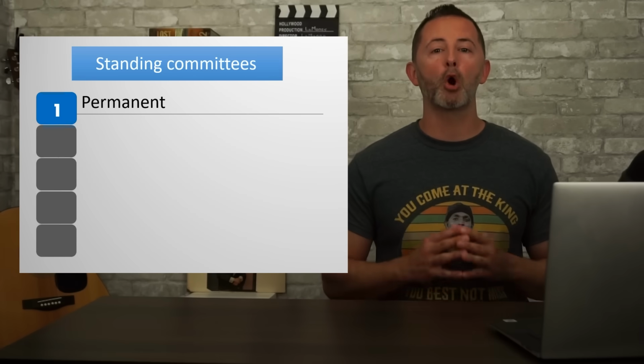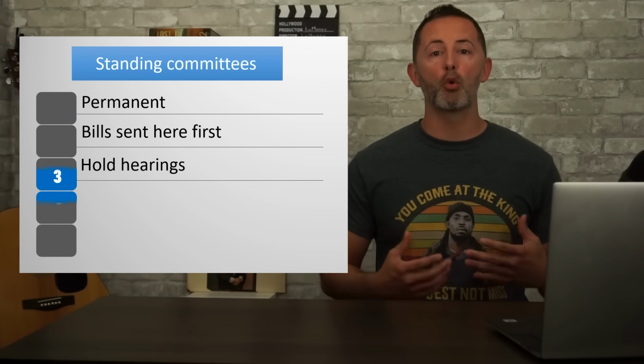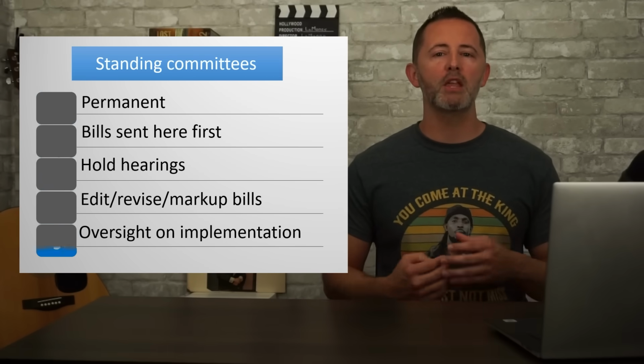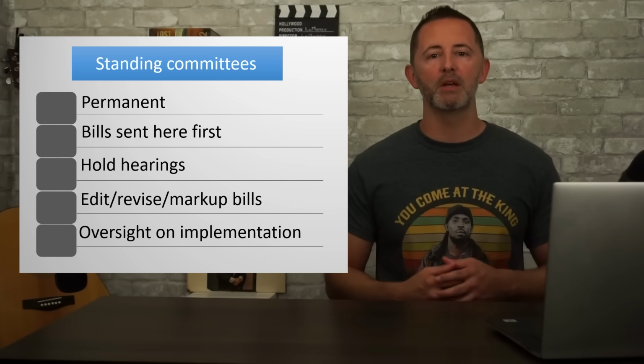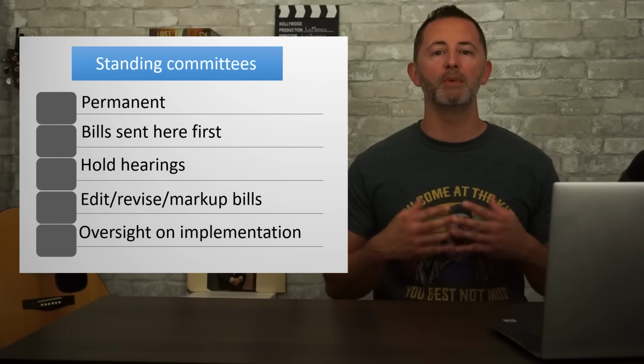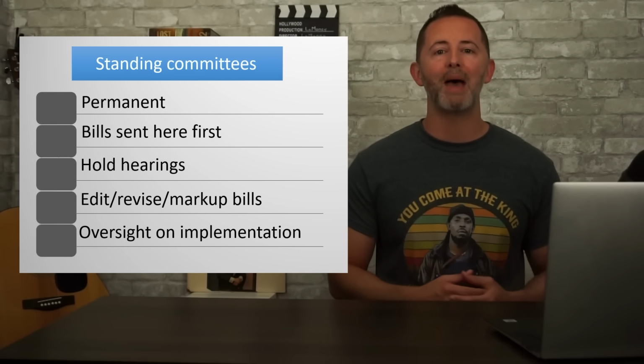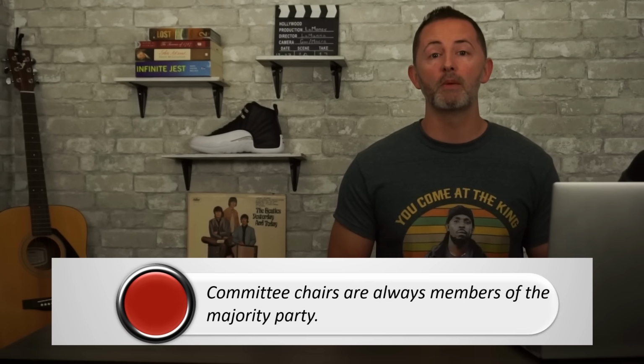Both the House and the Senate make use of committee systems. Standing committees are permanent committees, where most of the work in Congress takes place. We're talking here about things like holding hearings, discussing and revising, editing bills, as well as providing oversight on the implementation of legislation that's already been passed. The committee chair is always from the majority party.